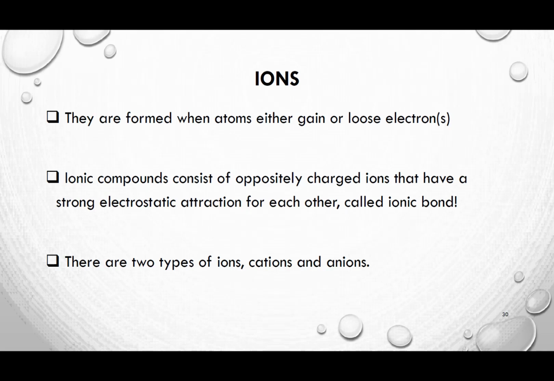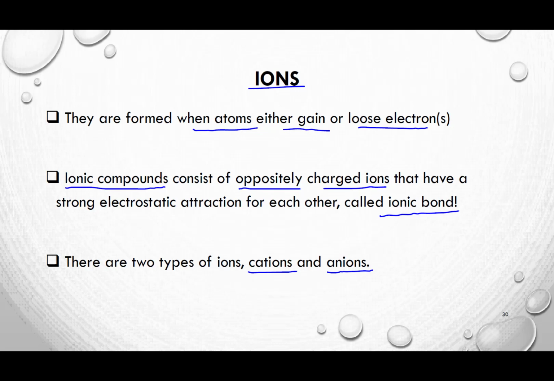Okay, now let's talk about ions. What's the definition of an ion? When an atom either gains or loses electrons, it forms an ion. Ionic compounds are oppositely charged ions, and the bond that holds those ions together is an ionic bond. Okay, and we have two types of ions, cations and anions.